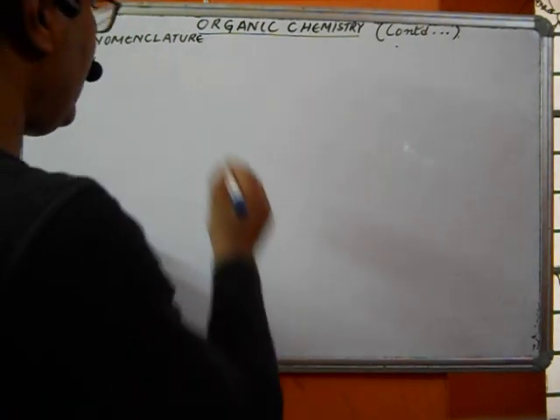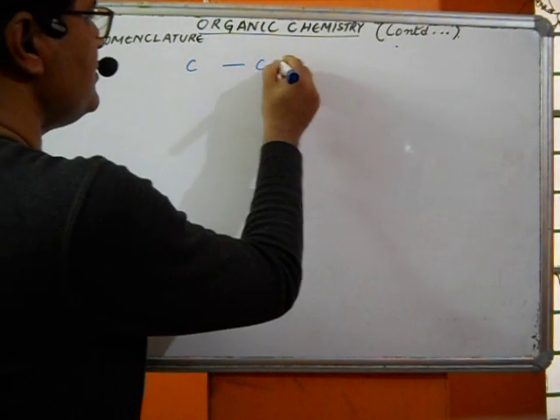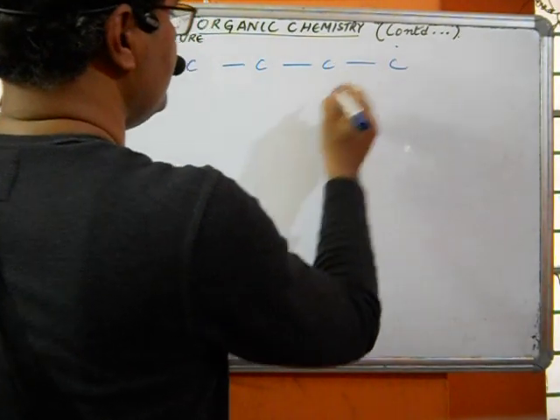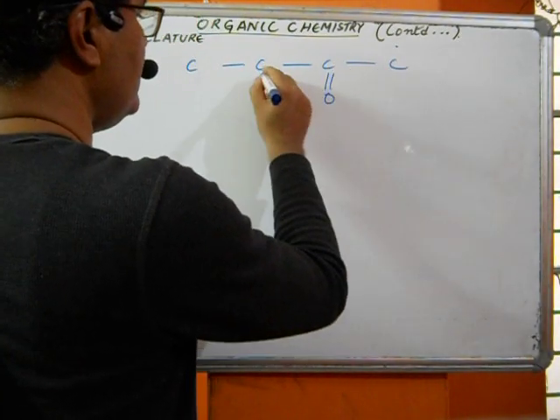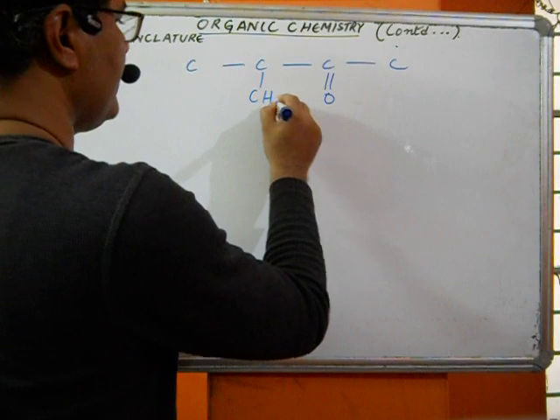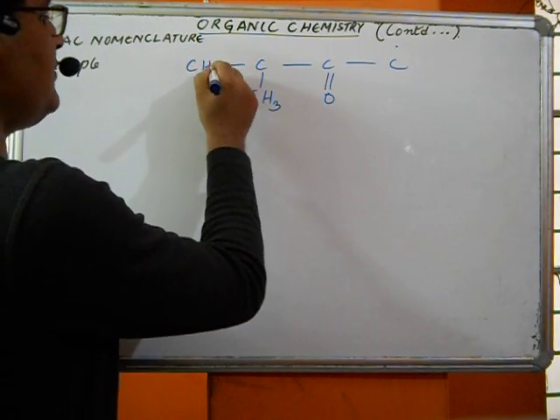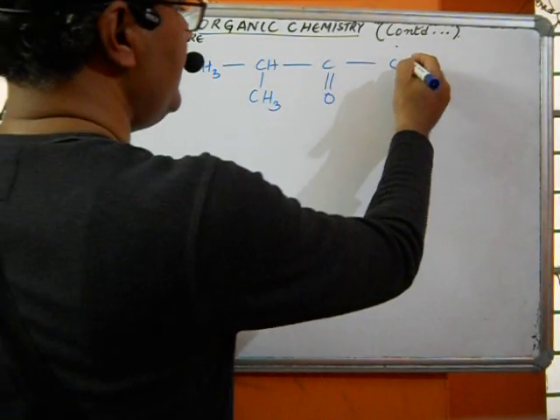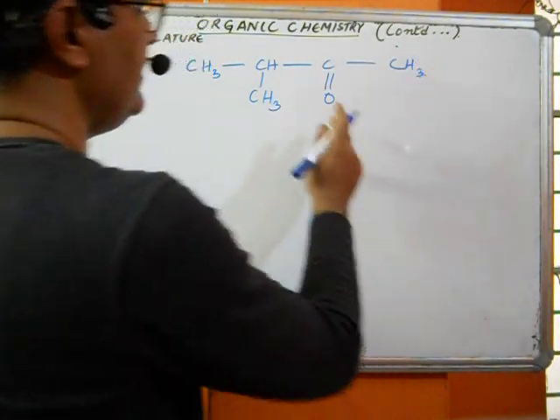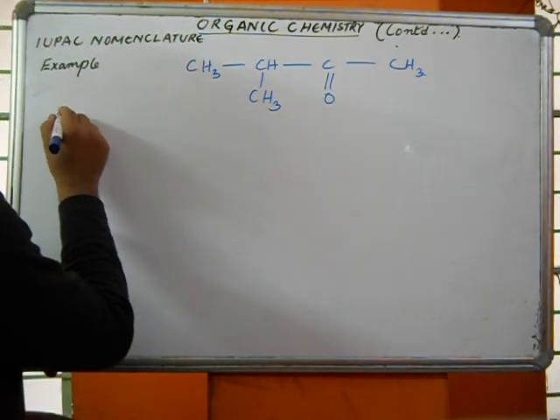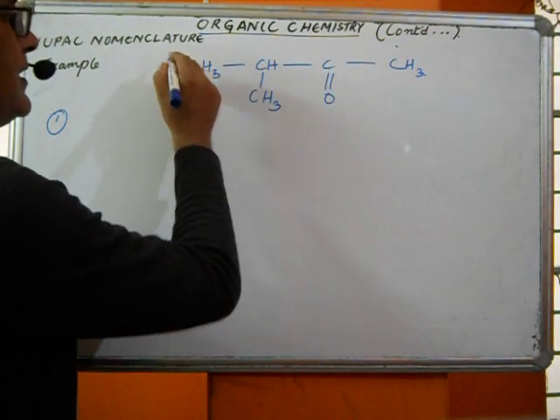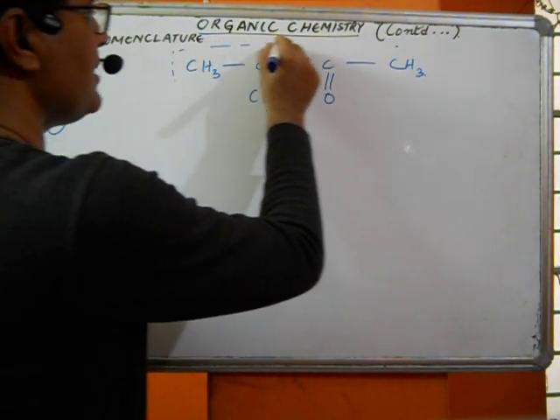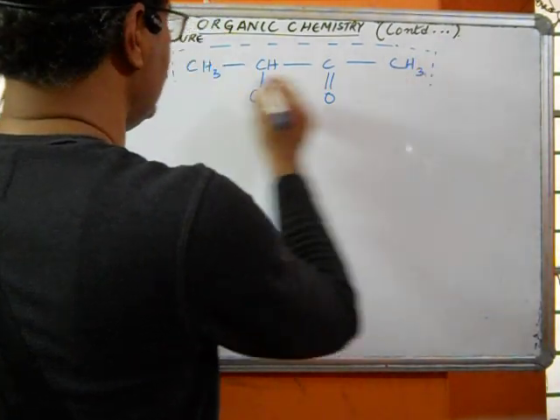Let's do a branched ketone. 1, 2, 3, 4. Double bond O. Here the C is 3. Here it will be 3. 1, 2, 3. Here will be a H. Already 4. Here 3. This is a ketone. Now the principal carbon chain contains how many? 4 carbon atoms. Now you should be able to do it a little bit faster.